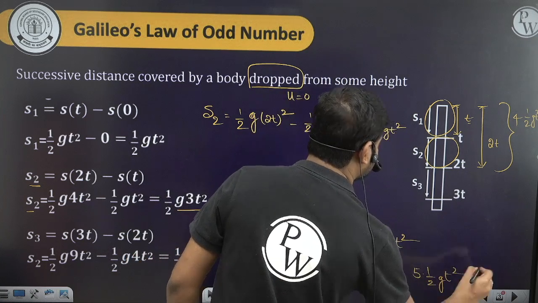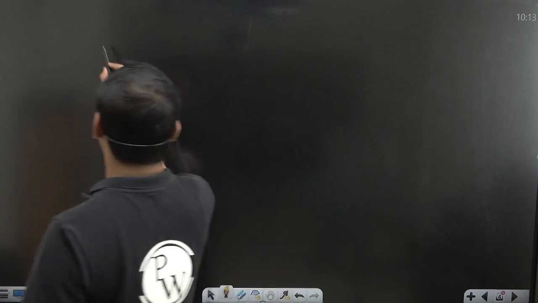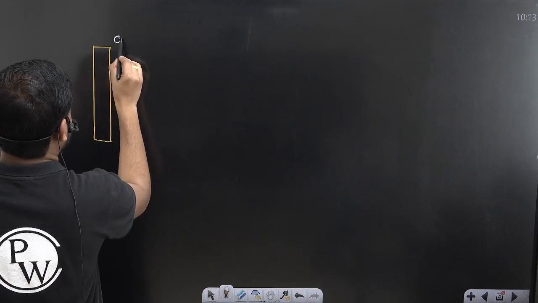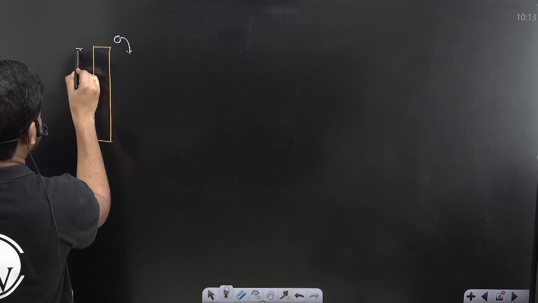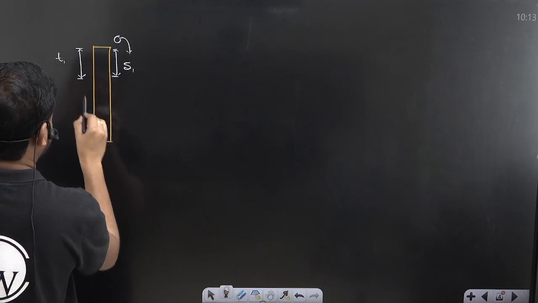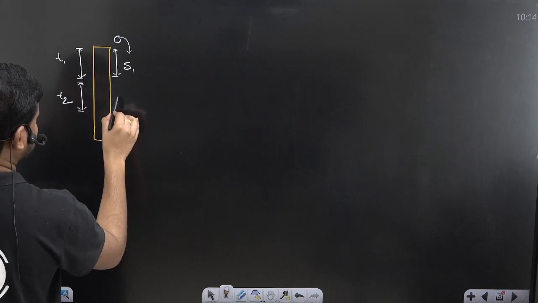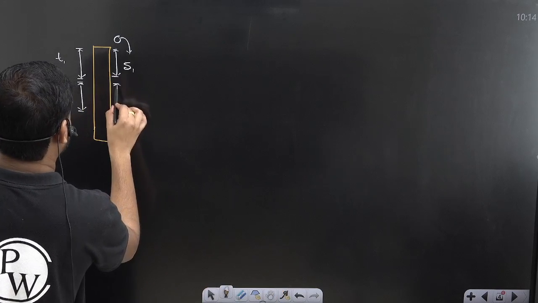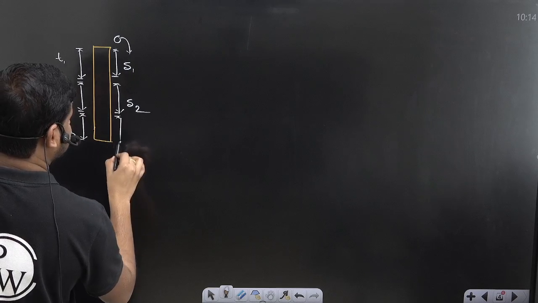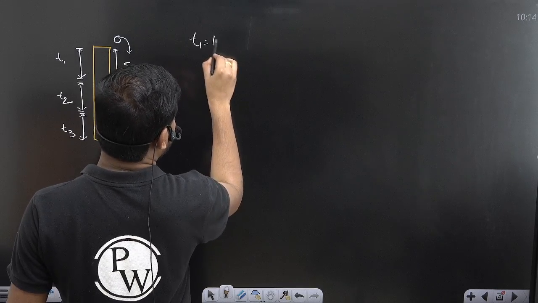Okay. So now what I am going to tell as the conclusion here is, whenever a body is dropped from some height, let's suppose in some t1 seconds the body has covered some s1 distance, and then in some t2 seconds, where this time interval should be the same, the body has covered some s2, and then in some t3 seconds the body has covered the distance s3, where this t1, t2, t3 must be the same, so the time interval must be the same.